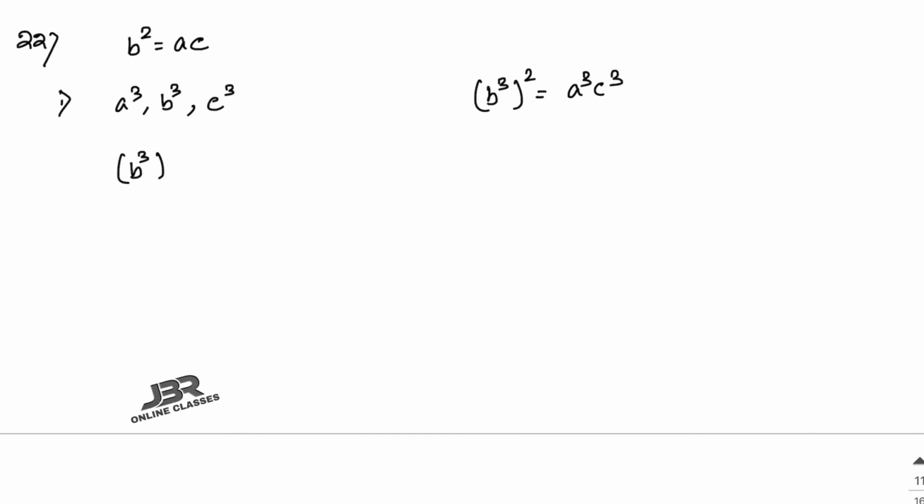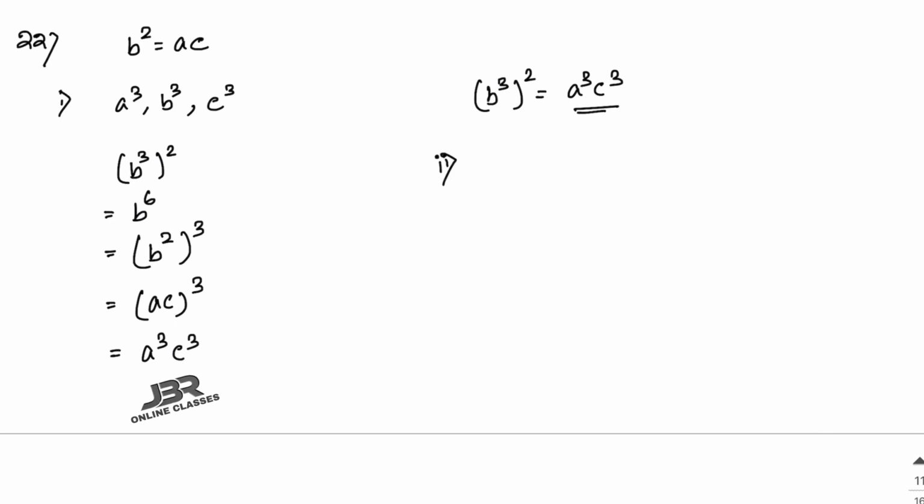So (b cube) square means b to the power 6. Now b to the power 6 means you can write (b square) whole to the power cube, and the value of b square is ac, so (ac) whole to the power cube, that is a cube c cube. So it's proved.